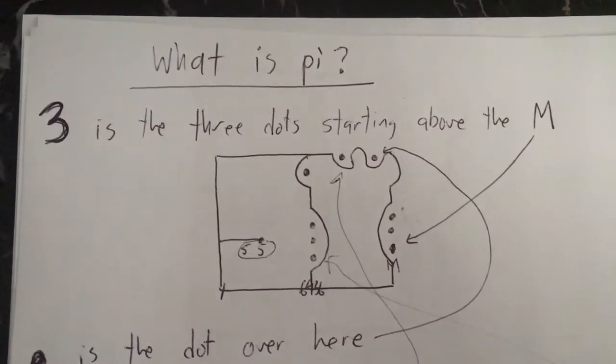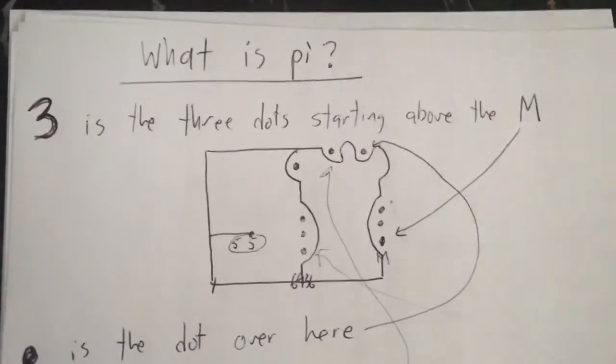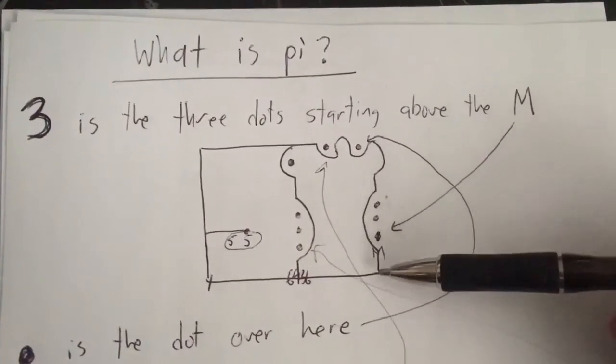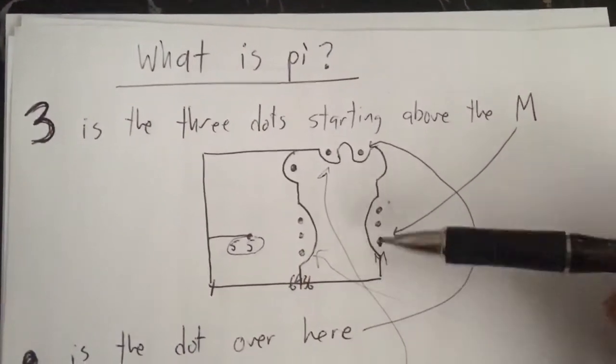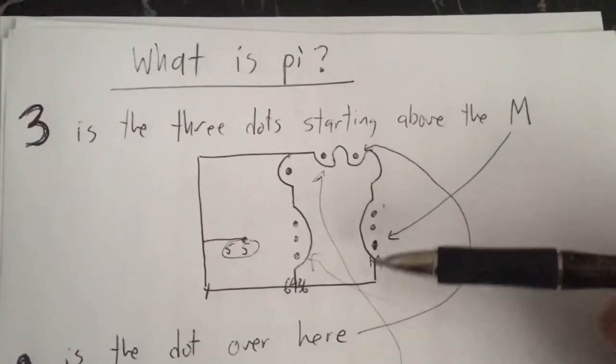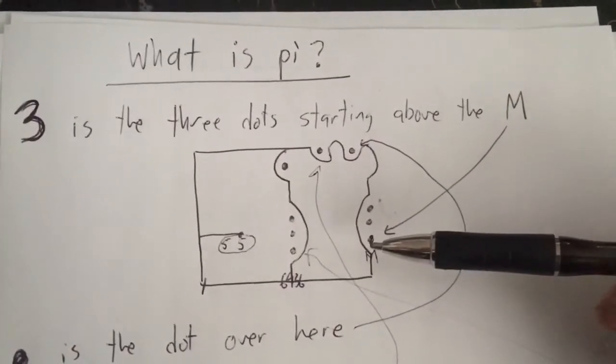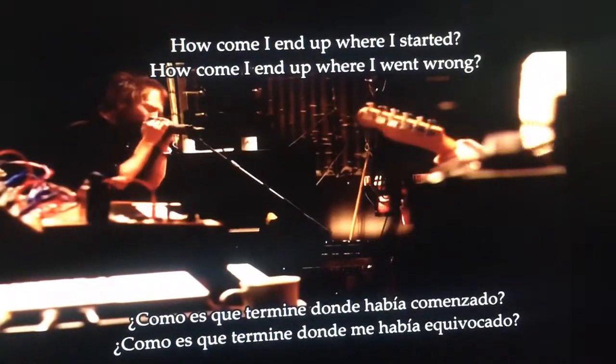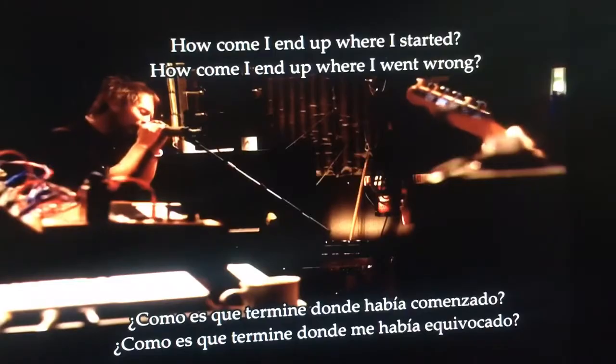What is pi? 3 is the 3 dots starting above the M. You are starting kind of here. You want to go to here. You want to make this 1 by 3, your little third dimensional paradigm. But you got to go the most complicated way possible. How come I end up where I started? How come I end up where I went wrong?